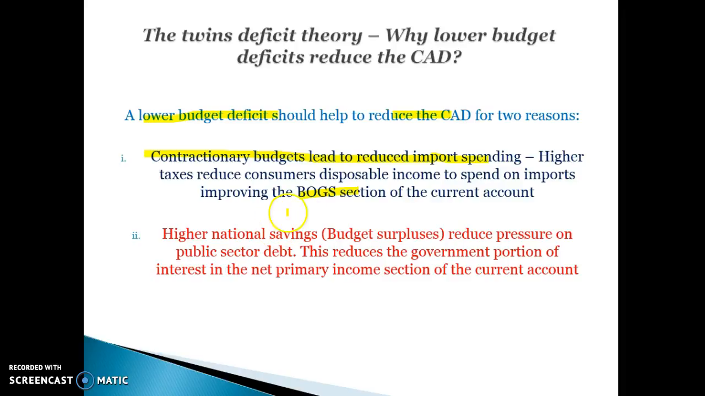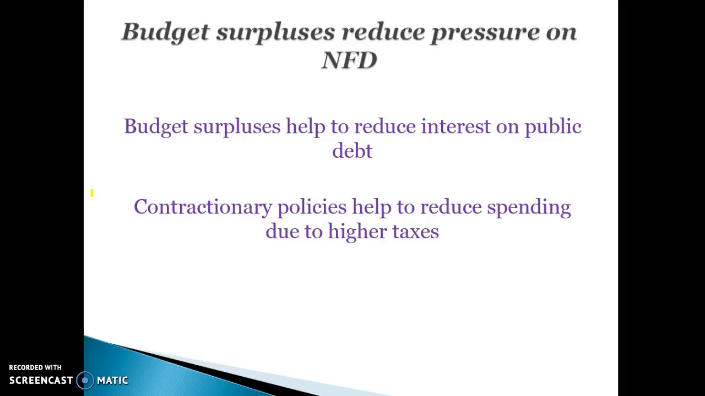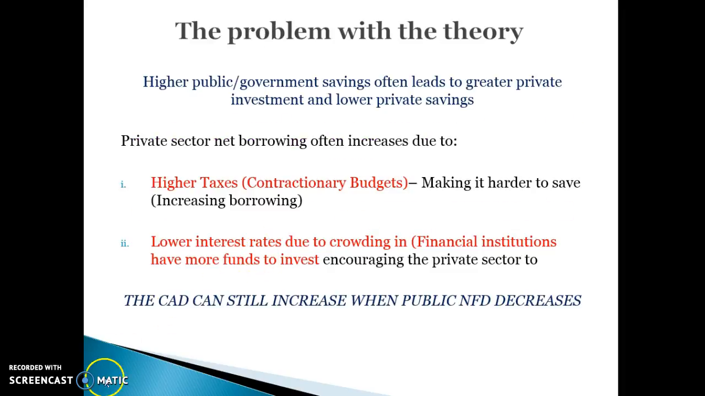And secondly, higher national savings or budget surpluses often reduce pressure on public sector debt. That basically means that if the government can run surpluses or reduce their deficits, they should be able to reduce their section of debt and therefore reduce the amount of income they have to pay on their debt. So more contractionary policies reduce interest in the net primary income account and reduce the amount of debits in the balance of merchandise trade and net services account, because we have less disposable income. Surpluses help to reduce interest on public debt, and contractionary policies help to reduce spending because of higher taxes. We'll talk about the problems of this theory in the next video.